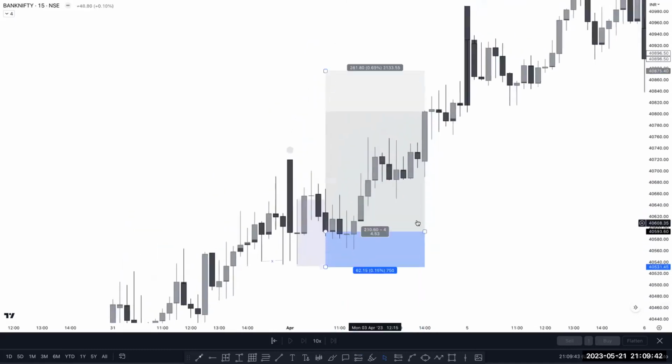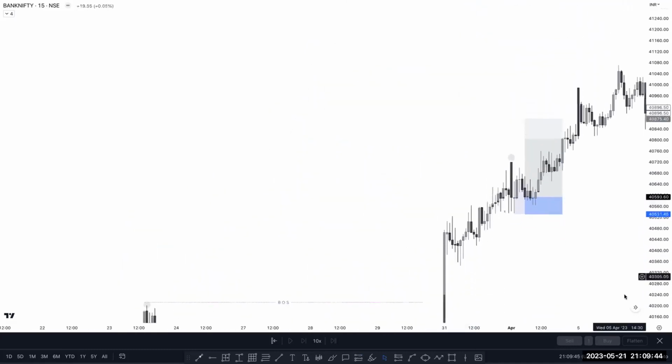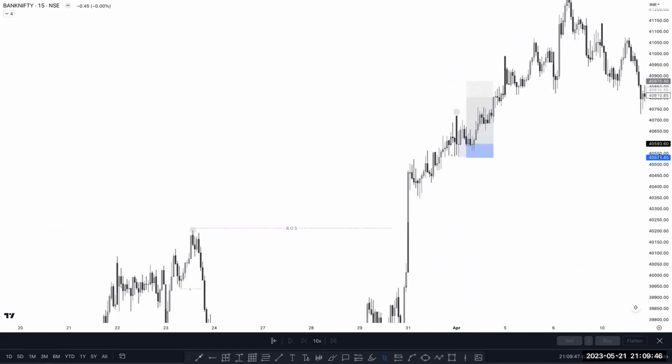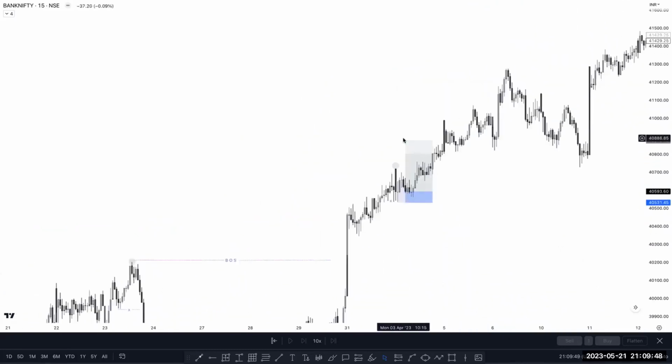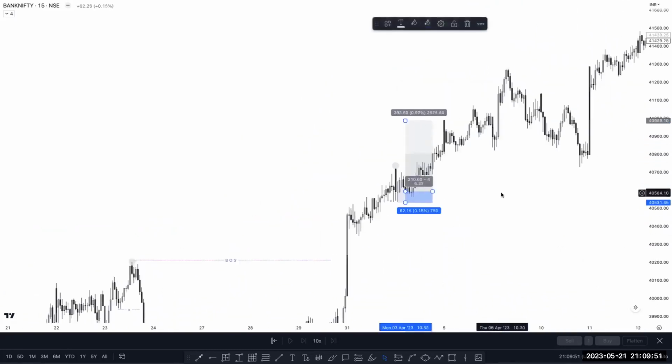And put the stop loss just below it. And this is a 15-minute chart. When you switch to a 1 minute time frame, then you will see very large your risk reward, right? And now you have to do the same thing again here.